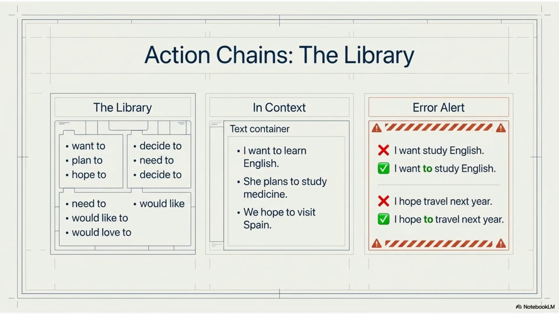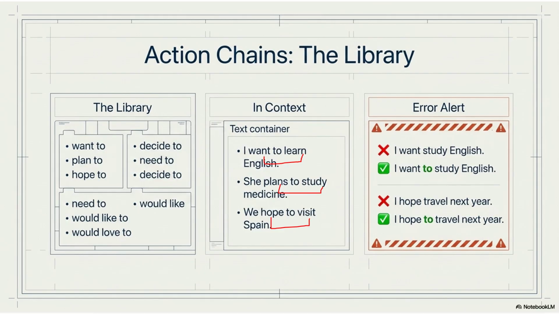More examples: want to, plan to, hope to, decide to, need to, would like to, would love to, right? For example, I want to learn English. She plans to study medicine. We hope to visit. Again, we see a verb like this with another verb. Want with another verb. Hope with another verb.